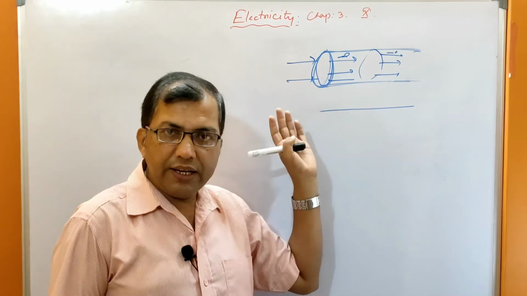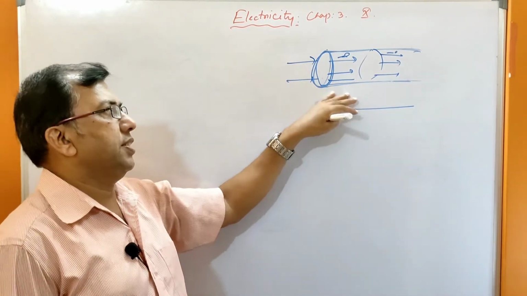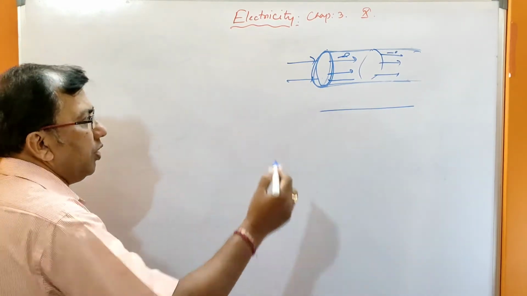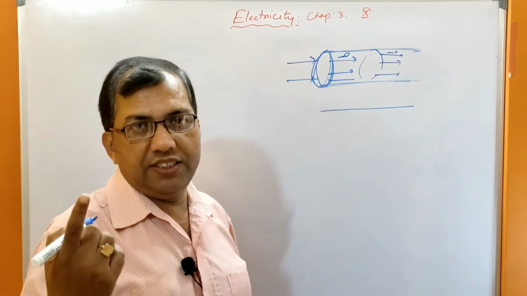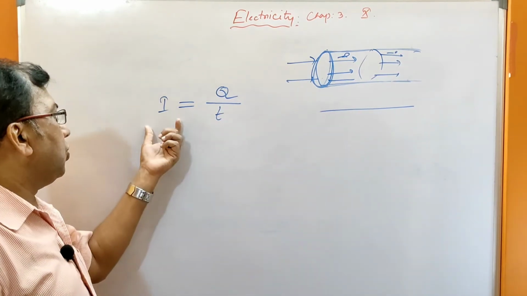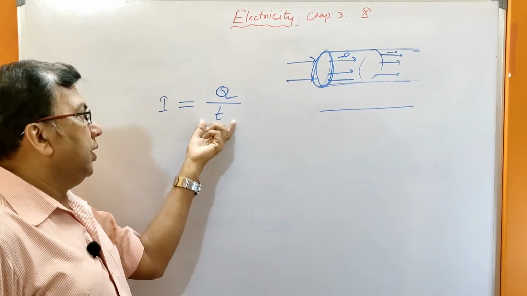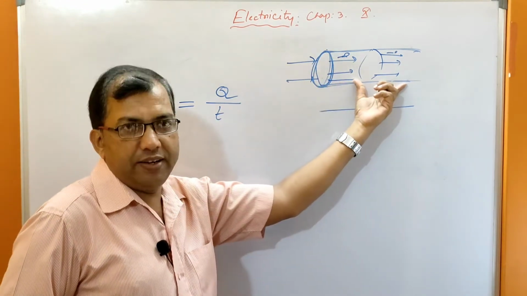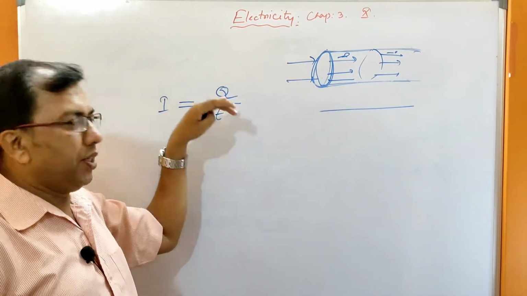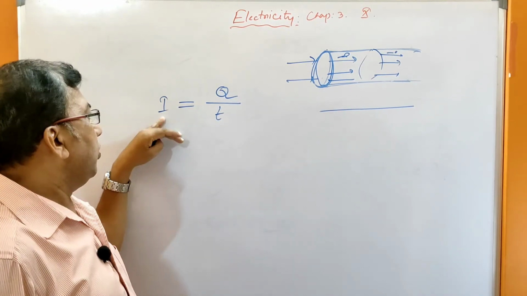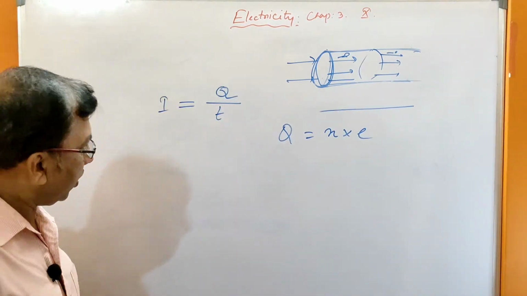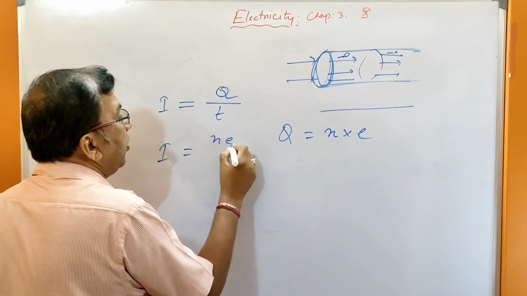So what is current? Current means the amount of charge that flows or passes per unit time. The amount of charge per unit time through the cross-section area of a conductor is known as electric current. Electric current I equals the amount of charge flowing divided by time in seconds, so I equals Q by T. A particular amount of charge flowing in a particular time is known as the electric current. And we also know Q equals the number of electrons times the charge, Q equals N into E, so we can write I equals NE by T.